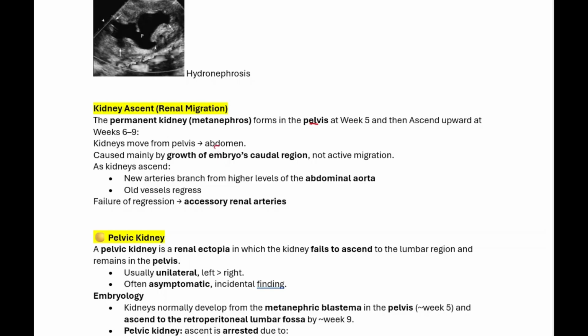This is caused mainly by growth of the embryo in the caudal region, which allows the kidney to migrate. And as the kidney ascends, new arteries branch from higher levels of the abdominal aorta. So that's why we know that the blood supply to the kidney comes from the what? It comes from the abdominal aorta. And those old vessels, they're going to what? Regress. And if there's a failure of regression, then sometimes those patients could develop what? Accessory renal artery.